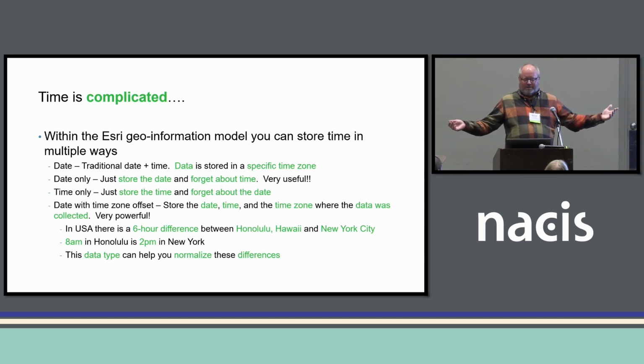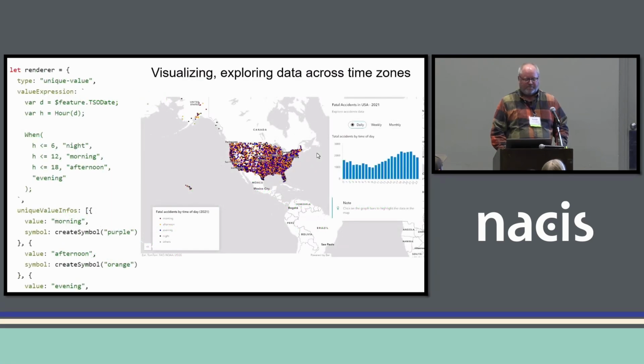So in the US, there's a 6-hour difference between Honolulu and New York City. So 8 a.m. in Honolulu is 2 p.m. in New York. So if you wanted to look at things like what happened in the morning, well, actually, you can't do that with the normal date. You need to have that time zone in there. And this data type can help normalize that challenge.